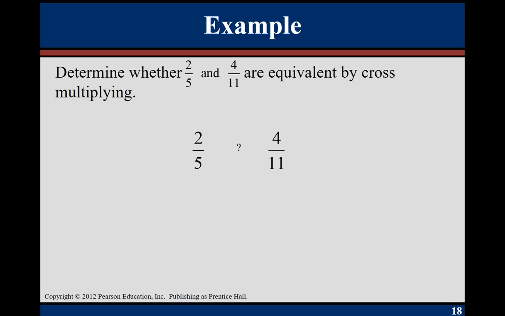Is 2/5 the equivalent of 4 over 11? Well, 11 times 2 is 22. 5 times 4 is 20. 22 is not the same as 20, and so these are not equivalent.